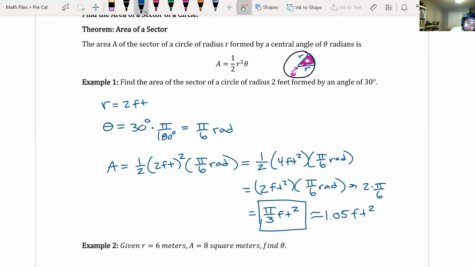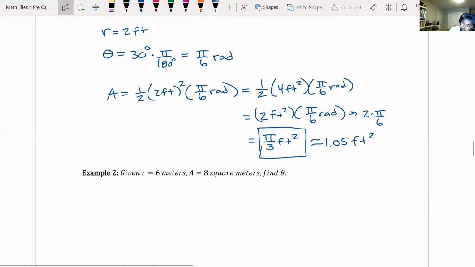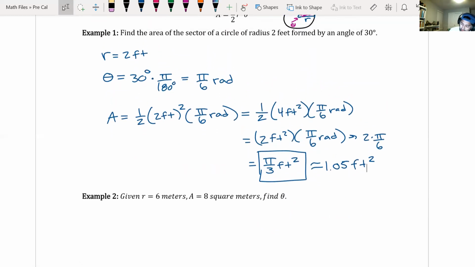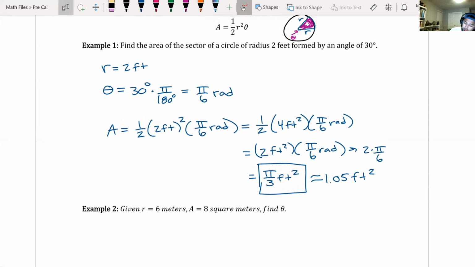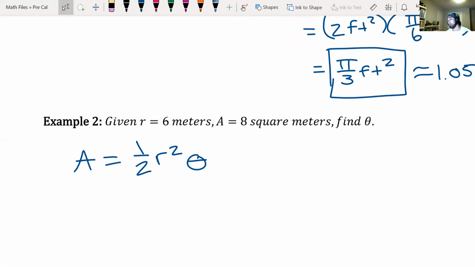All right, not bad. Okay. And now, 2, given that r is 6 meters and the area is 8 square meters, find the value of theta. So I'm just going to rewrite the formula here. A equals 1/2 r squared theta. And they're asking us to solve for theta, giving us the radius and the area. So I like to rearrange these formulas just to solve for the piece I don't know already. So we're going to solve this for theta.